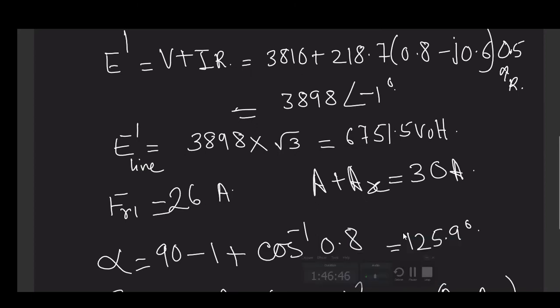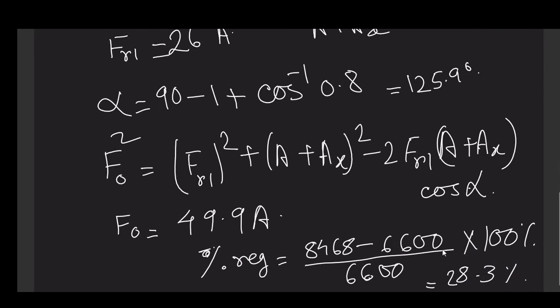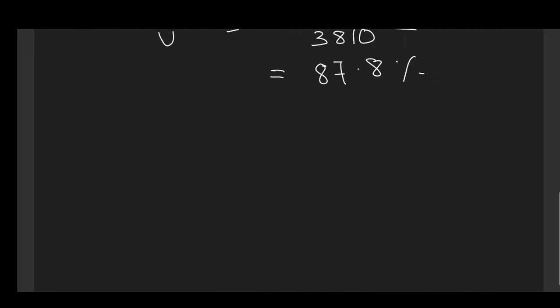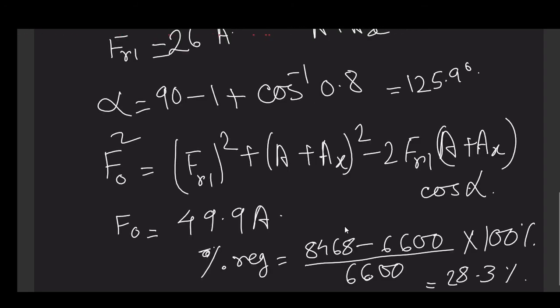So what we have discussed in this problem is that it is giving us 28.3%, while that one was giving 87.8%. So the EMF method gives 87.8 and the MMF method gives 28.3. None of them are accurate, but that is why another method is proposed, that is the ASA method. But what is that ASA method?